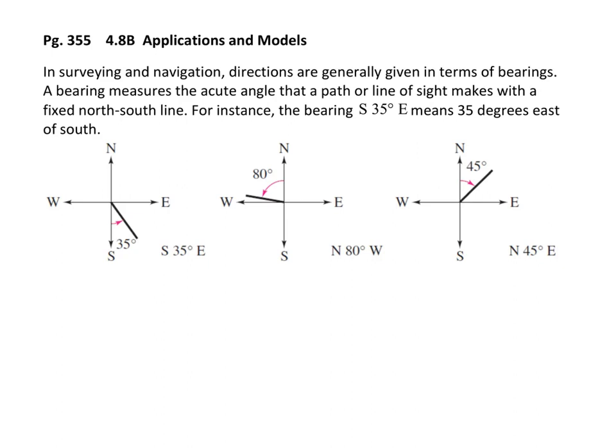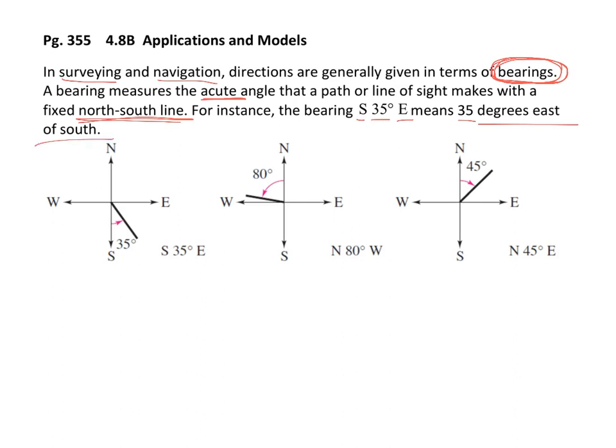All right, last lesson of the chapter, applications and models. So here we're going to be working with surveying and navigation, and directions are generally given in terms of bearings. At first this tends to be a bit of a confusing concept for students, but let's break it down. A bearing measures the acute angle, meaning less than 90, that a path or line of sight makes with a fixed north or south line. For instance, the bearing south 35 degrees east means 35 degrees east of south.